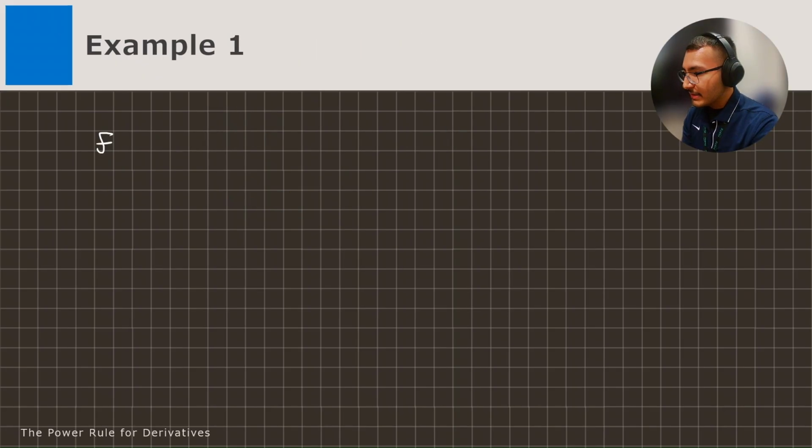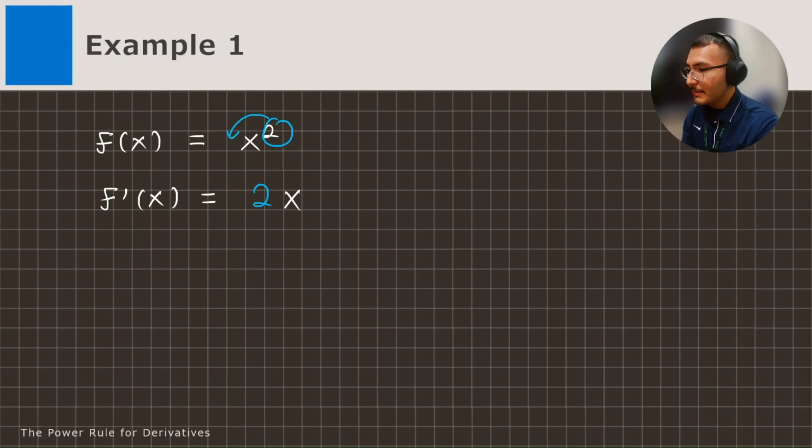So let's consider this function right here, f of x equals x squared. We're going to use the power rule to find f prime of x. So I'm going to take this 2 right here and bring it to the front. So 2x. Then I'm going to take that same 2 that was in the exponent and I will subtract 1.